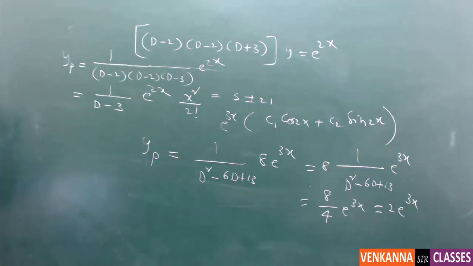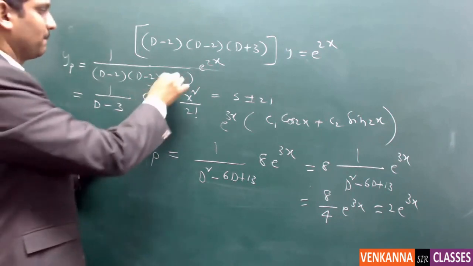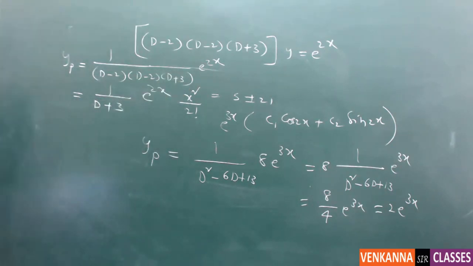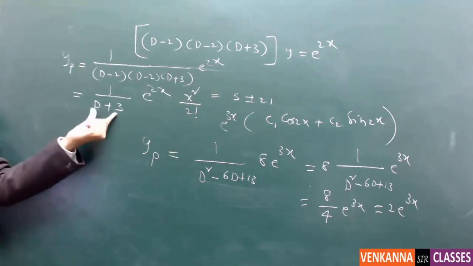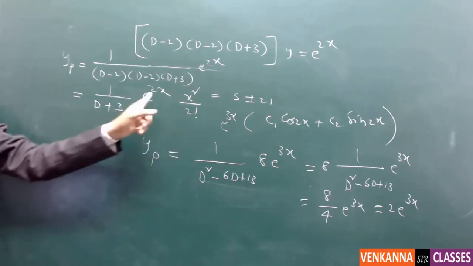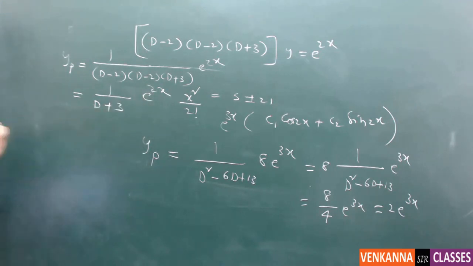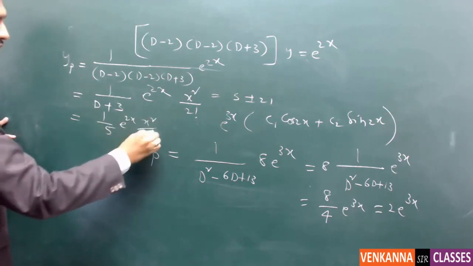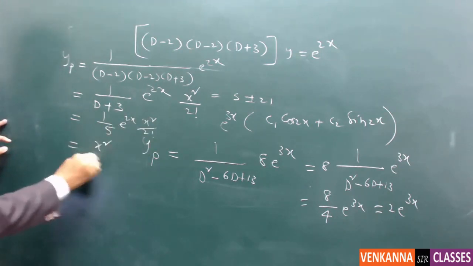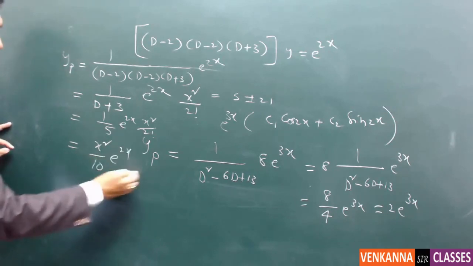If one factor is removed, x by 1 factorial, 3 factors are removed, x cube by 3 factorial, like that. So the number of factors will come as x power k by k factorial. Okay. So for this part, the same technique will be applied. 2 should be substituted at this position. So 1 by 5 e power 2x into x square by 2 factorial, nothing but x square by 10 into e power 2x is the solution.